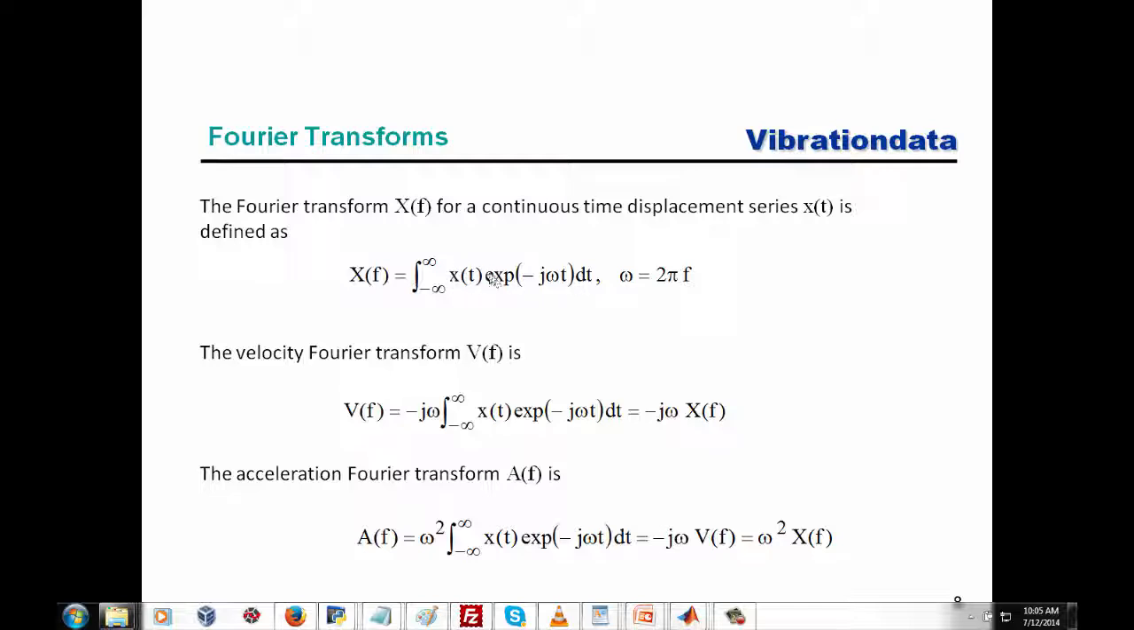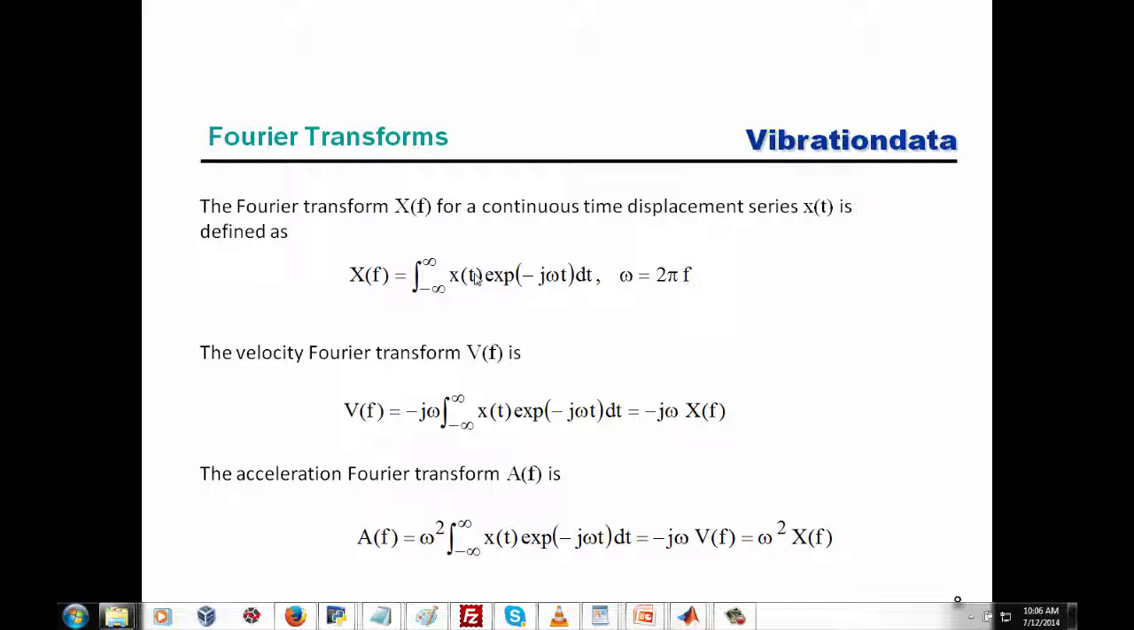So embedded in this integral, we have our time domain function. It's multiplied against a weighting factor. j is the square root of -1, and omega is the frequency term. So imagine omega is radians per second. Then that's equal to 2 pi times frequency in hertz. And this is our mathematician's format for calculating the Fourier transform for a displacement.